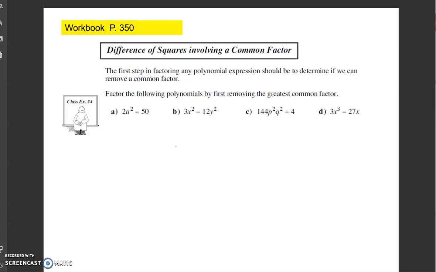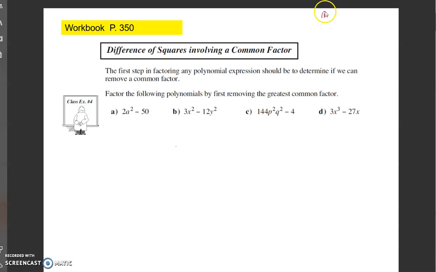Example number 4. In this example, they're getting us to do this factoring, but again, they're giving us a hint here. They're saying that we should first remove the GCF before we start doing the difference of squares. Remember, when you're given a question, normally you're not given that.